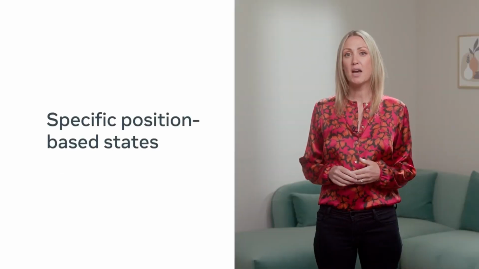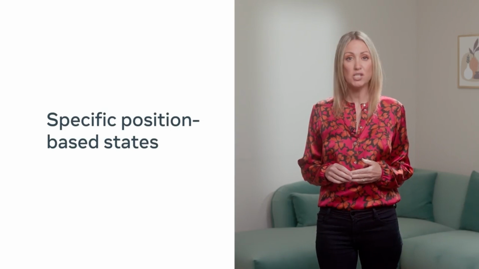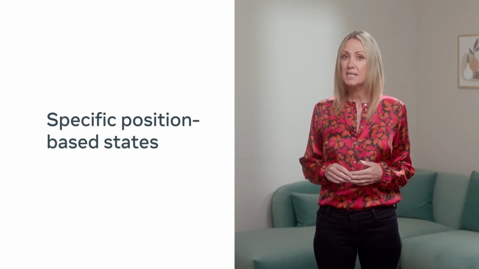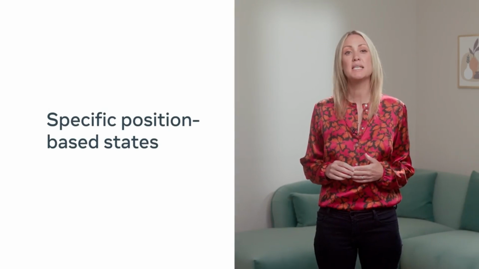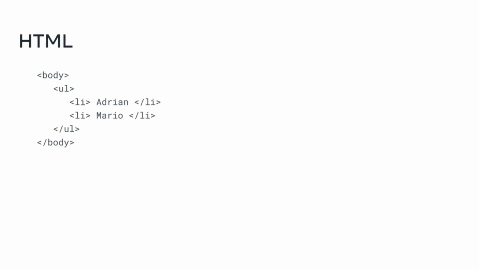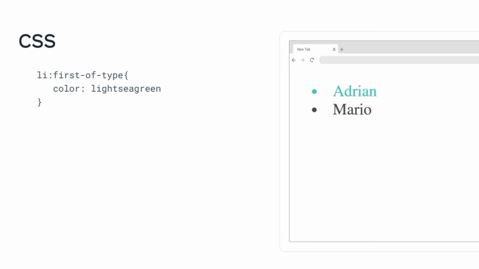Another pseudo class type that you should know about is specific position-based states. They allow you to target specific items, for instance, a specific list item among the list elements. Some examples of this type include first of type, last of type, nth of type, and nth last of type. Let's explore an example of first of type. Say you have two list items in an HTML page, Adrian and Mario. With the first of type pseudo class, you can style the first item of its type while the remaining items will not be affected.